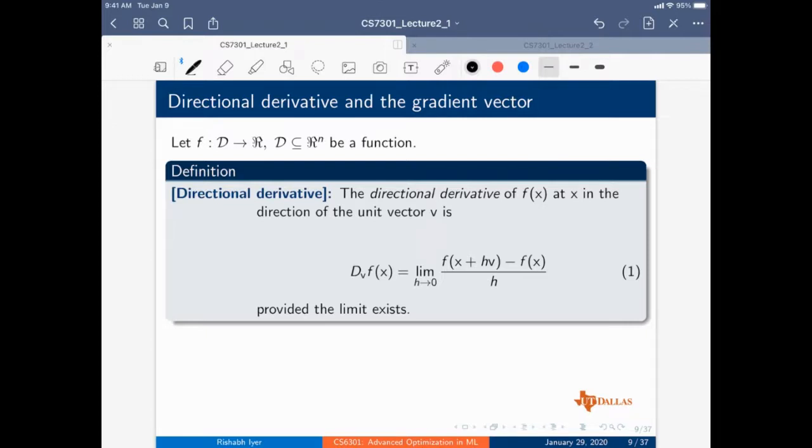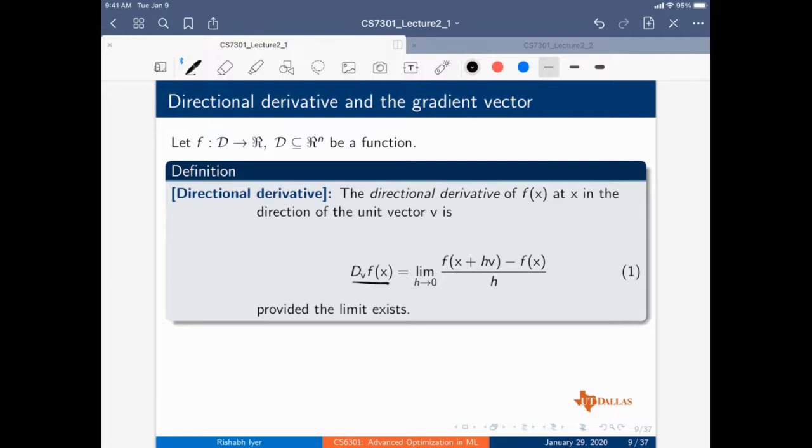Now the question we can ask is: suppose I want to define a derivative in a particular direction. This concept is given by the directional derivative. The directional derivative D_v of f of x, in the direction v, is given as the limit as h goes to 0. This gets back to standard calculus, but it is very intuitive.